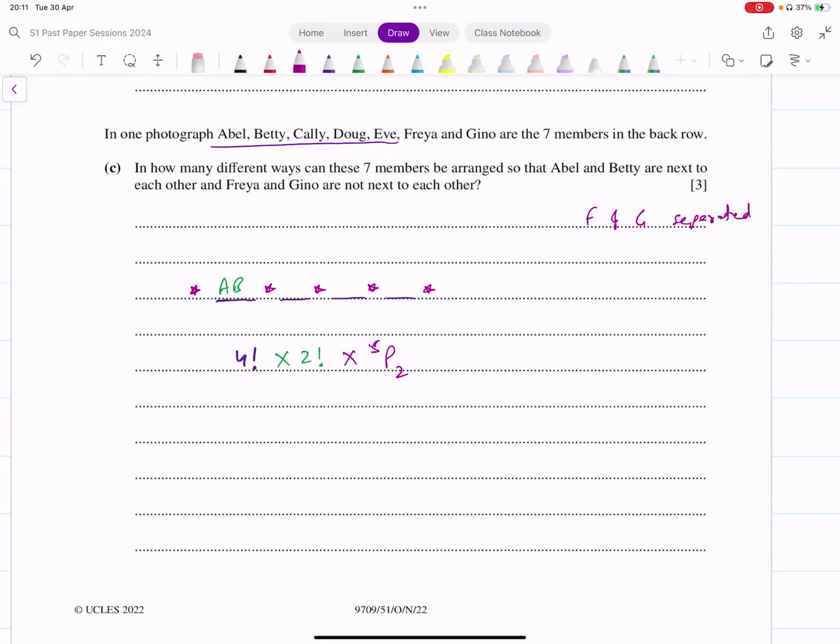Okay? You can see what this turns out to be now. 960. So this turns out to be 960, and that is our final answer. That is what we were looking for. And that's it.